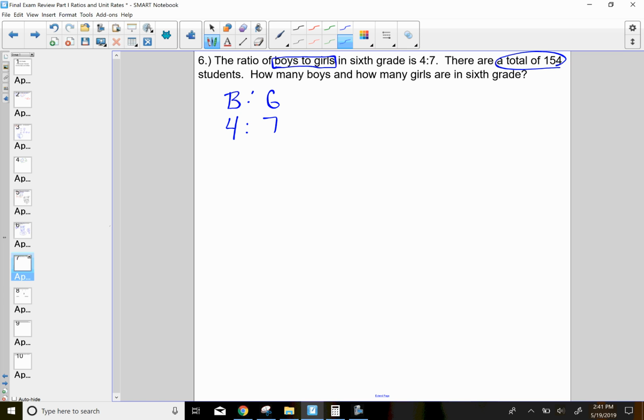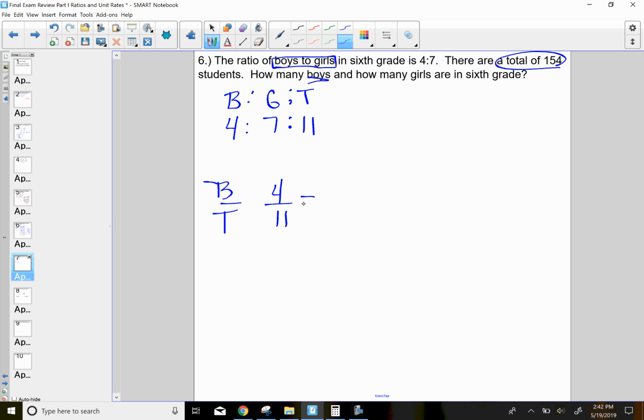For this one, I have to add a section to my ratio. The boys ratio piece is 4, the girls ratio piece is 7. If I add them, 4 and 7 together make 11. I need that because the ratio talks about the total number of students, not just boys or just girls, but all of them together. So to find how many boys, the ratio of boys to total students would be 4 to 11.